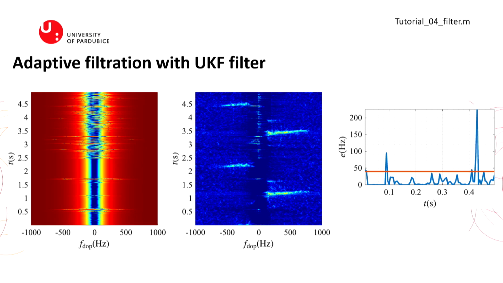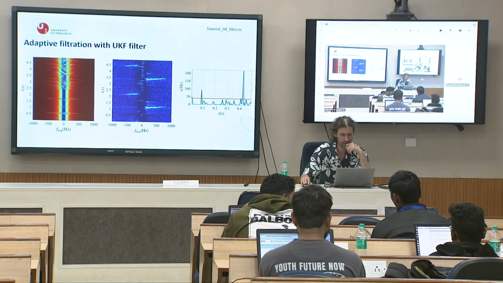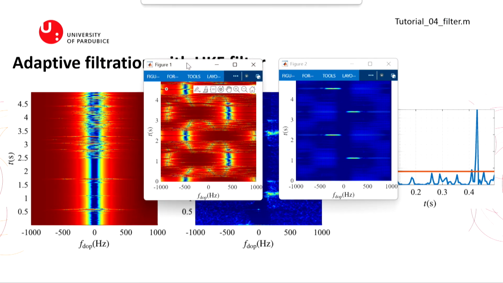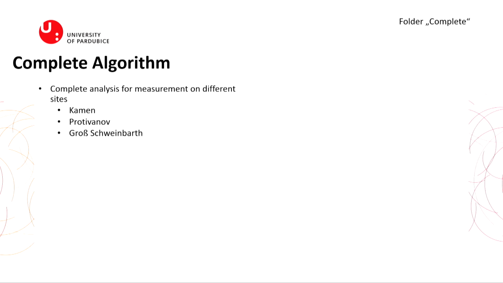Okay, please open the tutorial for not UKF but the filter. Run it, and you will get the transfer function and suppression. You can see how nicely it suppresses all this DC component for some settings, and this is the transfer function changing in time. And now we are going to the complete algorithm.